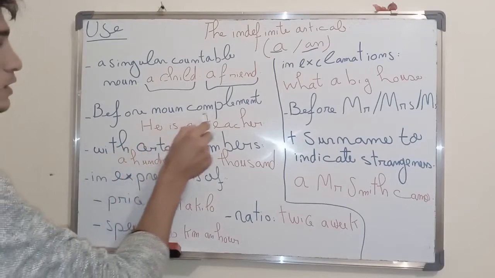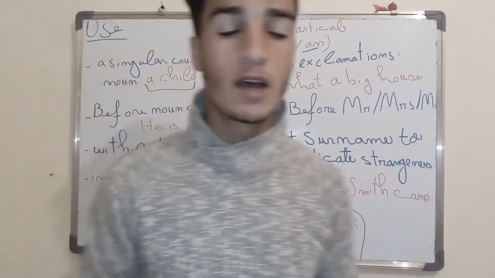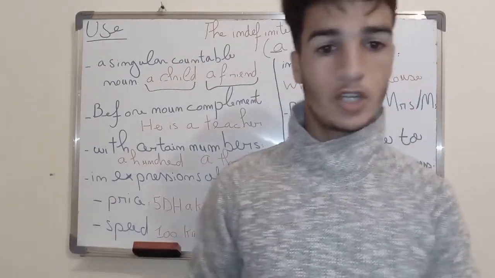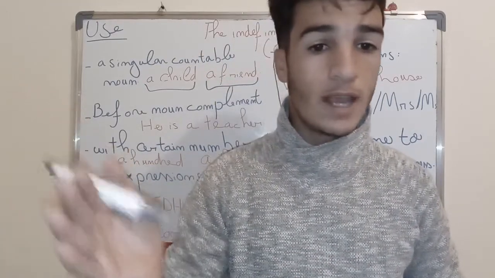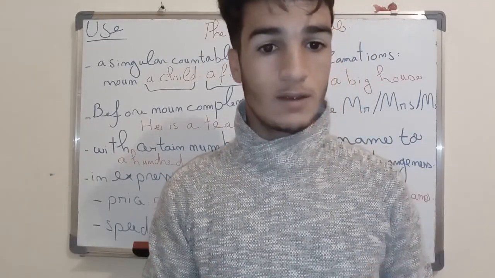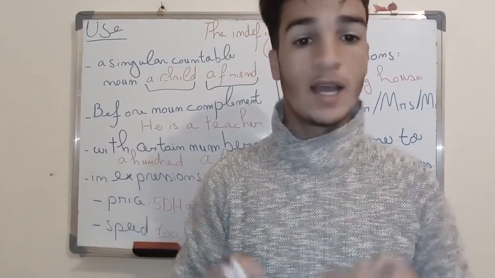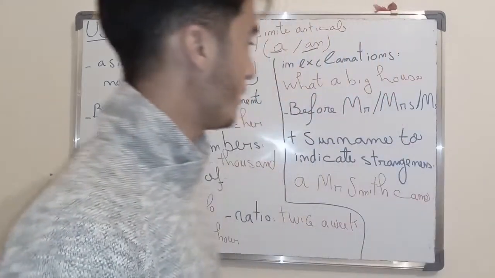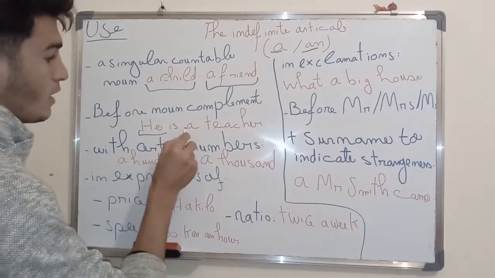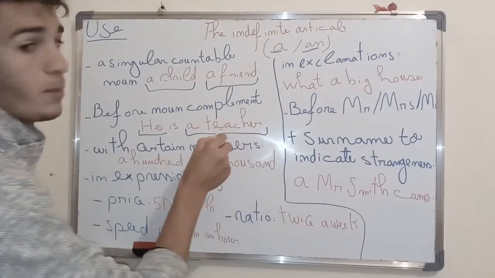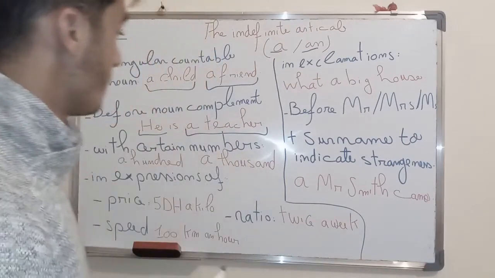Before a noun complement, including names of jobs. We can say he is a teacher, she is a doctor, he is an actor. Sorry, we say he is a lawyer, she is a teacher, and so on and so forth. The example here, we have he is a teacher. So this is a noun complement, and it is a name of a job.